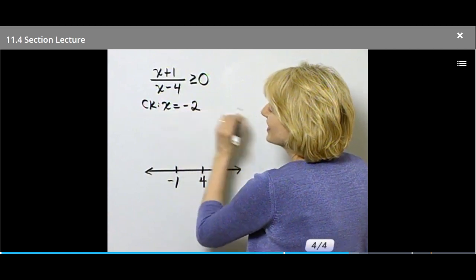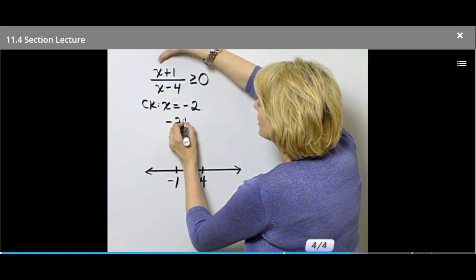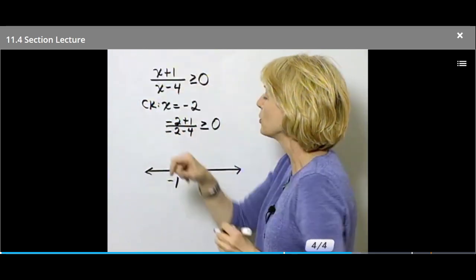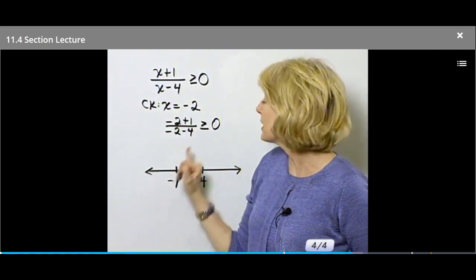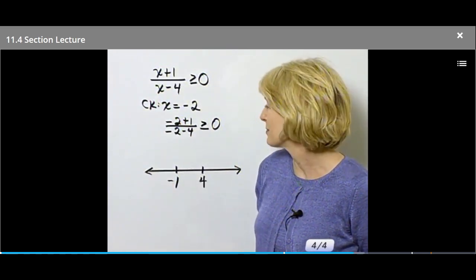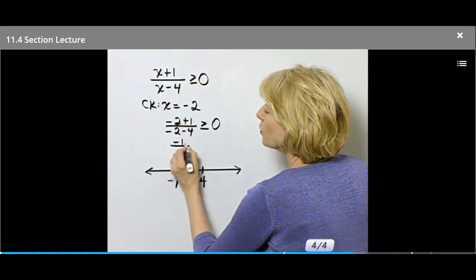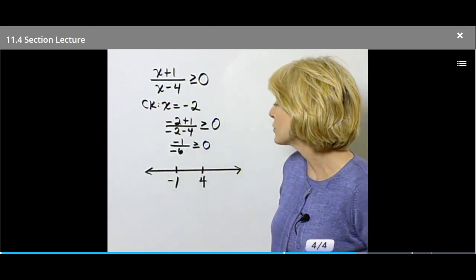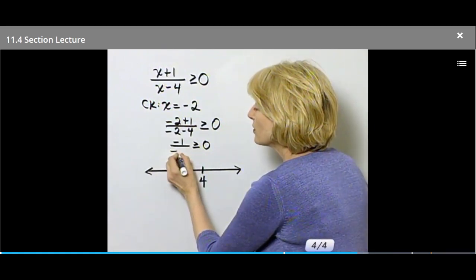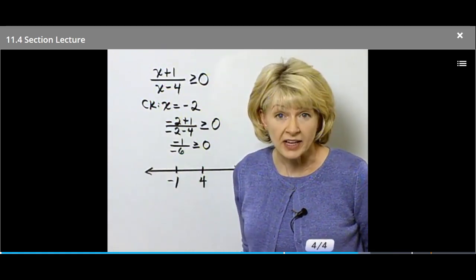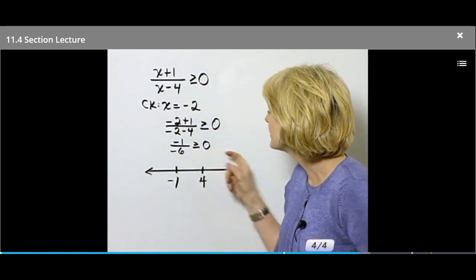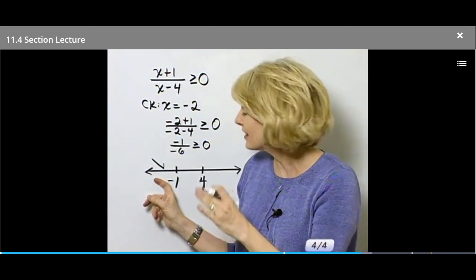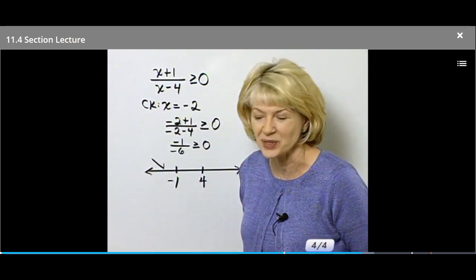Let's check, say, negative 2, and I'll have negative 2 plus 1 over negative 2 minus 4. We just want to know, does any number in this region make this a true or false statement? Negative 2 plus 1, that's negative 1, and in the denominator, that's negative 6. So is that a true or false statement? Well, negative 1 over negative 6 is 1/6. 1/6 is greater than or equal to 0. So this region is in the solution set. It is a solution region.